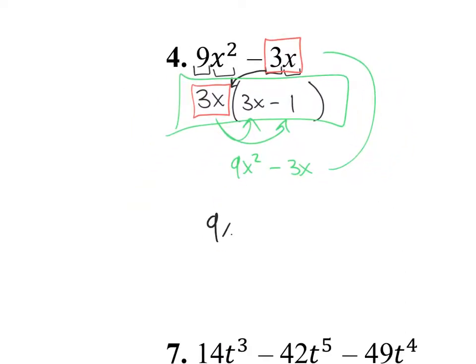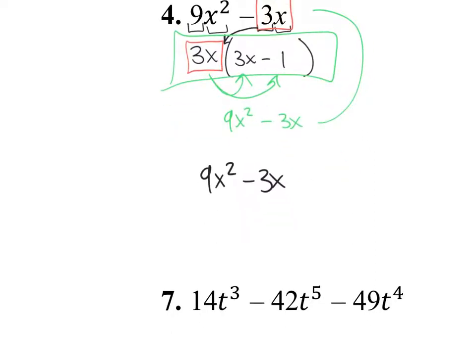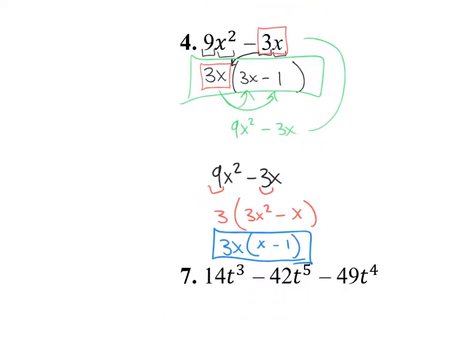And if you're uncomfortable doing these in multiple pieces at a time, go one step at a time. Maybe just divide by 3 first to get 3x squared minus an x. And then maybe you can recognize that you're going to pull an x out to get the same answer that we had previously had.